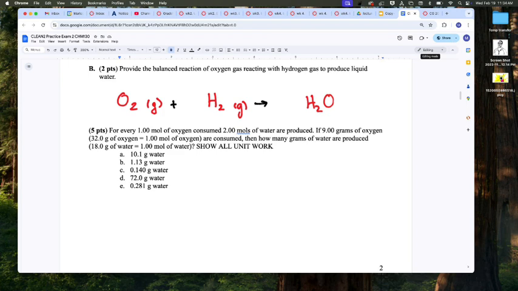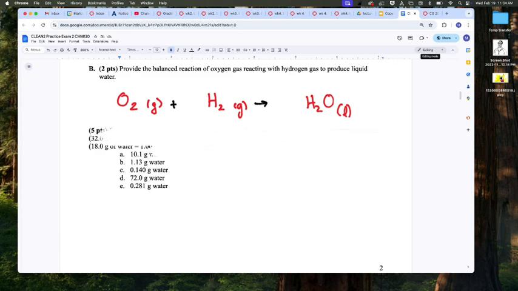I need to balance. True. Still not good. I left off the phase. So I got to make sure I include that liquid phase on there as well. Now that I've got everything properly written out with their individual formulas, now I can go through and deal with the balancing process. Everybody does it slightly differently because I wrote everything really big.